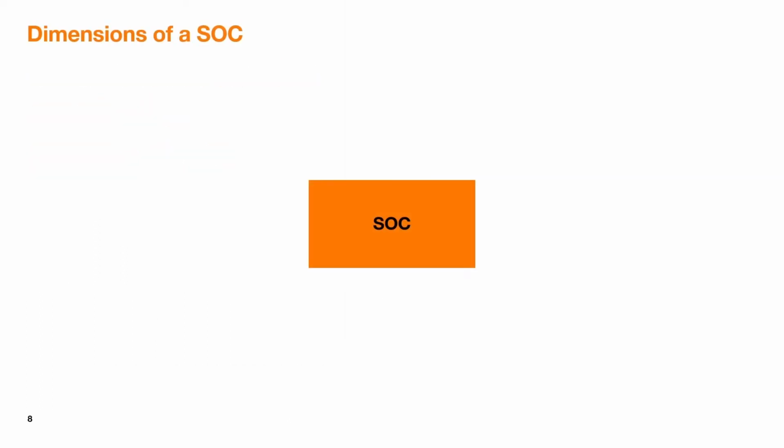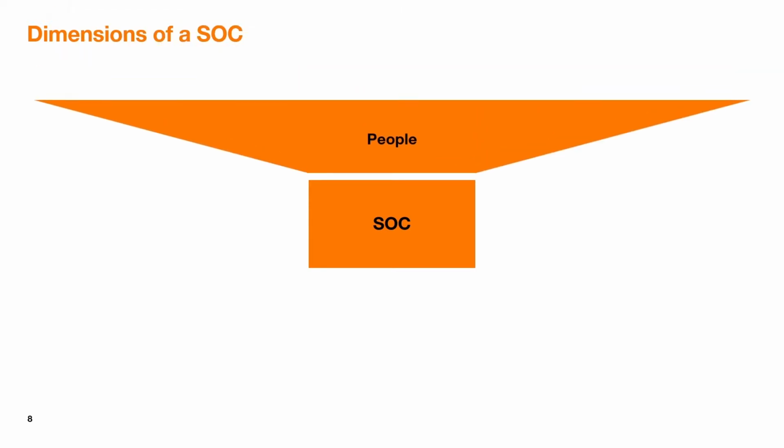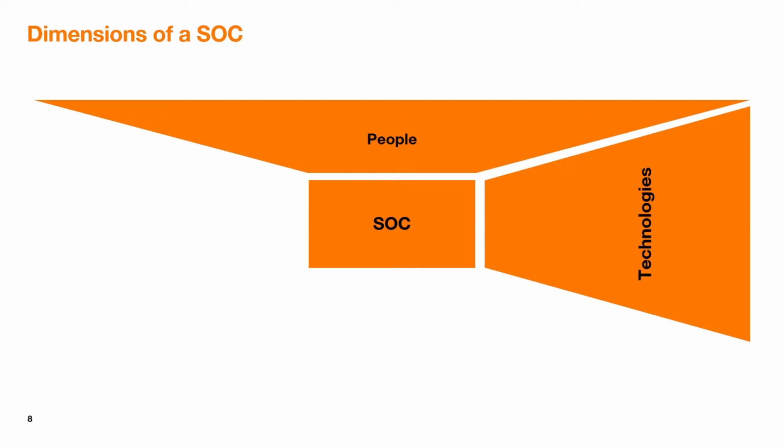And a SOC is built in several dimensions. The first dimension is the people. The people are the center of the SOC. The people are the heart of the SOC. Without an analyst, just with the technologies nowadays, it's not possible to run a SOC. Yes, there is a second dimension, the technology. Technologies are the tools. So you need the logs, you need a place where you can search, you need dashboards. That's all placed in the technologies dimension.